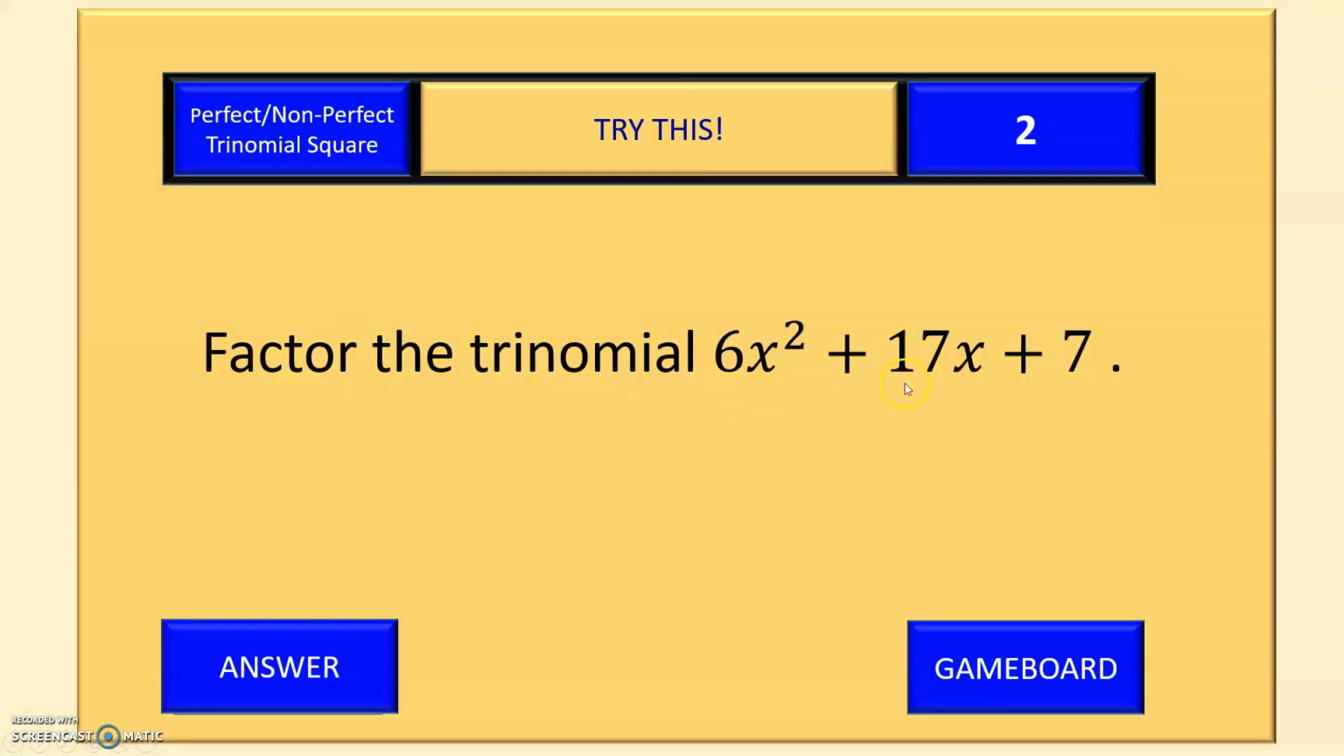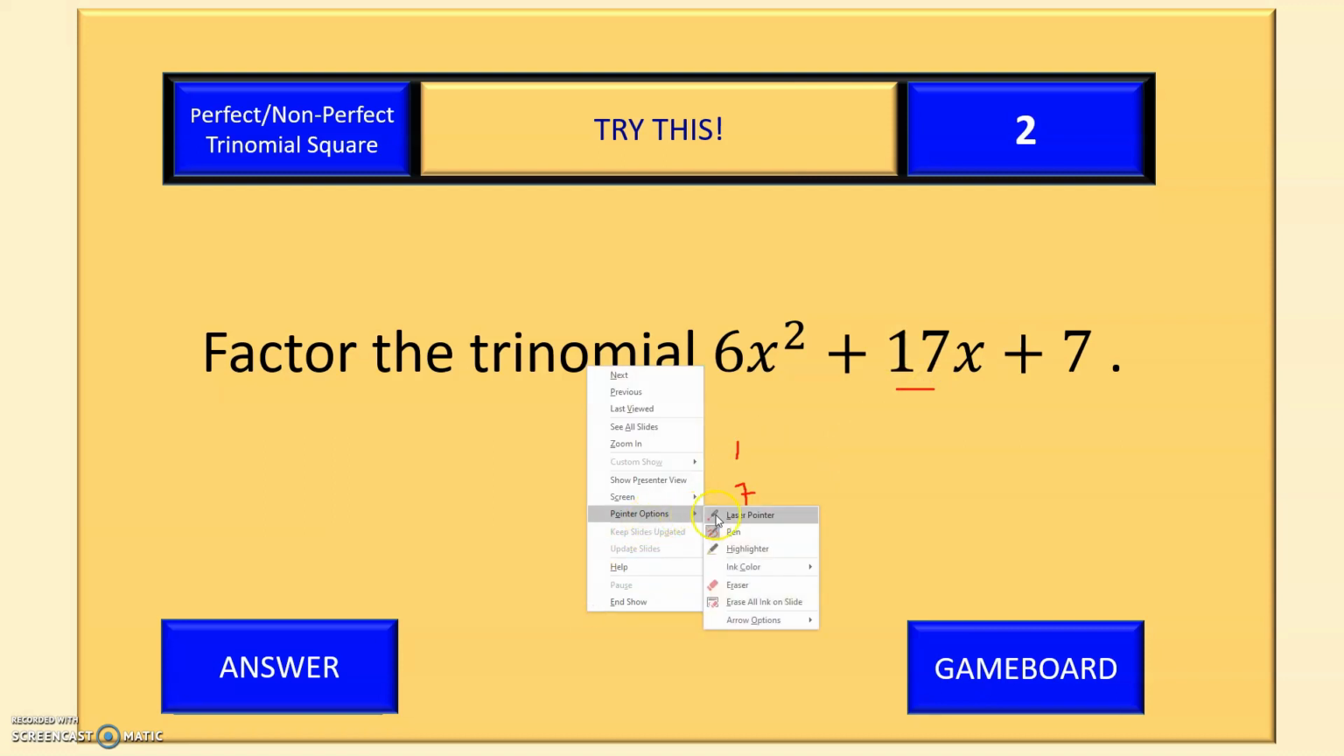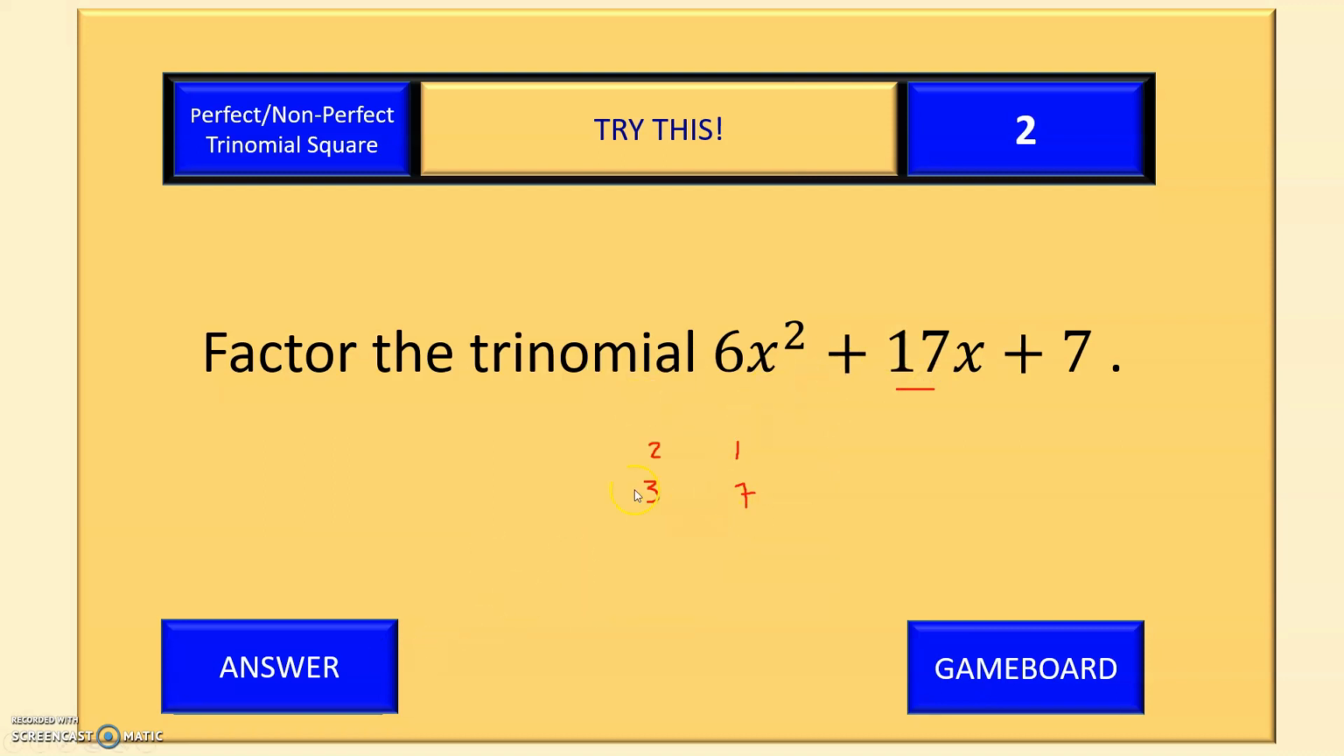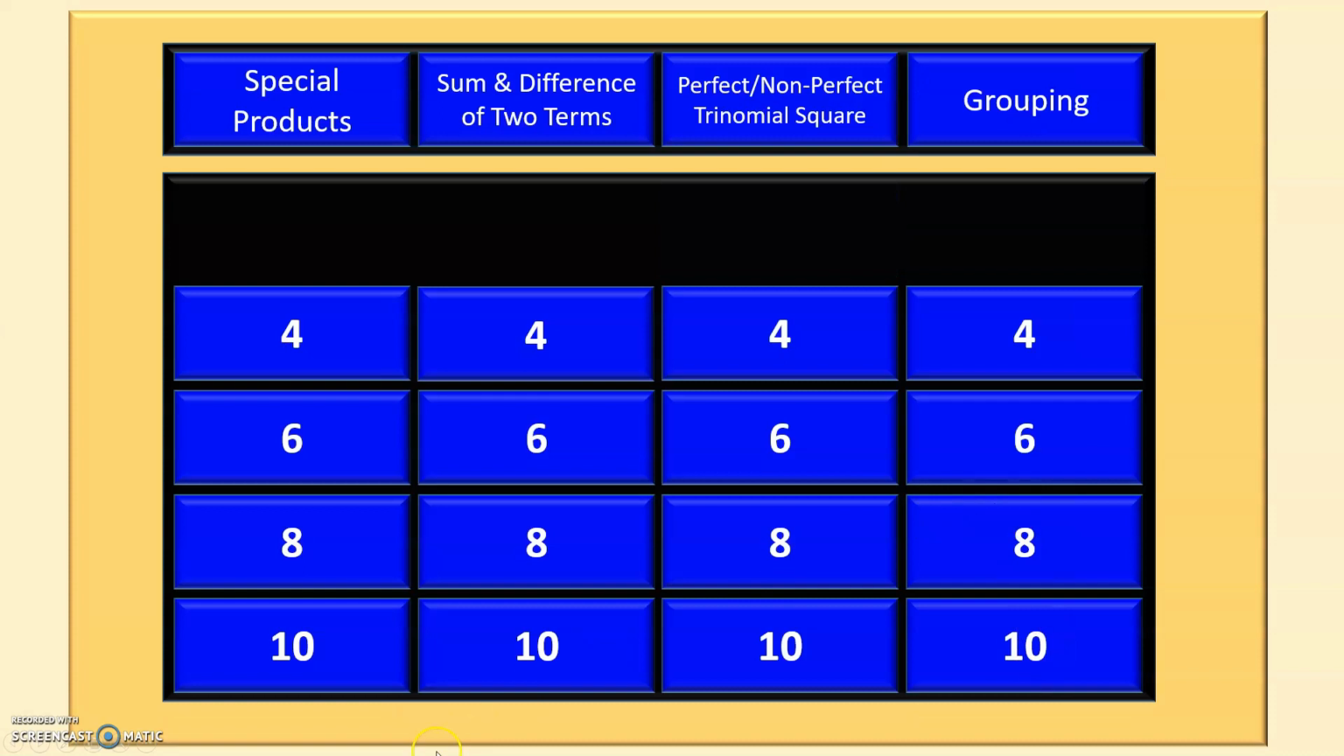Okay? Next, let's have perfect and non-perfect trinomial square for 2 points. Factor the trinomial 6x squared plus 17x plus 7. Well, the factors of 6 are simply 2 and 3. And 7, of course, is a prime, so 1 and 7. So, it's just a matter of pairing. Okay, so I'll have this one become 14, and then this will become 3. That will give me 17. So, therefore, the factor of this one is 2x plus 1 times 3x plus 7.